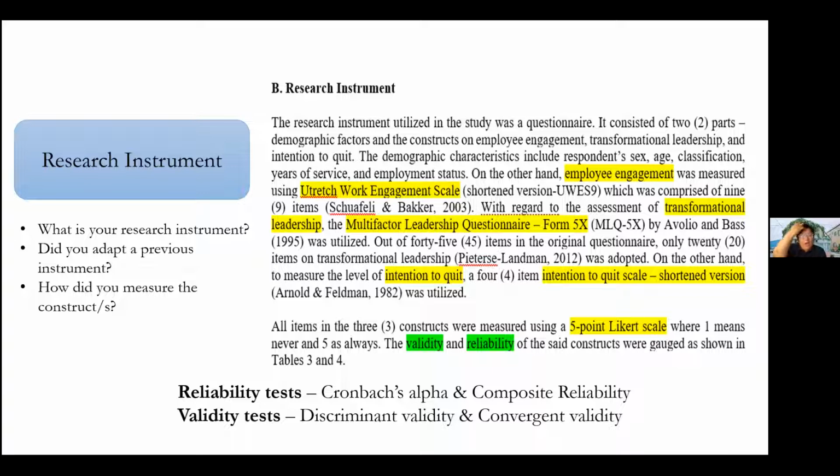Ibig sabihin, ang validity test using discriminant validity and convergent validity assures na naintindihan ng respondents yung mga items na ginawa ni designer ng instrument. Okay? Part of validity test also measure yung level ng confusion. Kapag mababa ang validity, ibig sabihin posibleng nanghula ang mga respondents or hindi nila naintindihan yung mga items kaya nanghula sila. Yun ang mga possibilities. Okay? Kaya mine-measure natin yung validity ng ating research instrument.